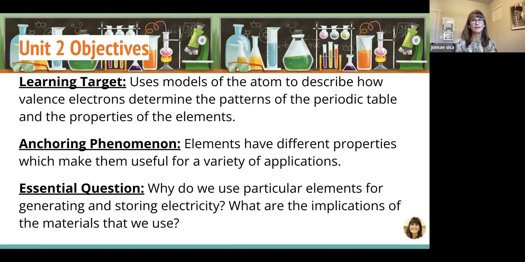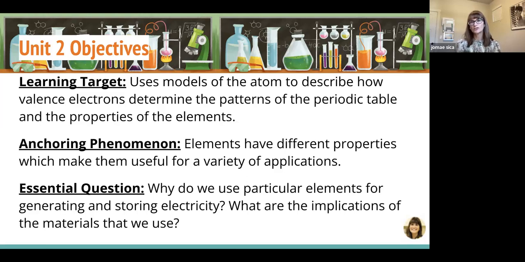For our anchoring phenomenon, we are looking at material science basically in this unit. Elements all have different properties that make them useful for a variety of different applications. You will see in our unit opener, we're going to more broadly explore some of those applications, but then really zero in on the energy storage and transfer and generation.